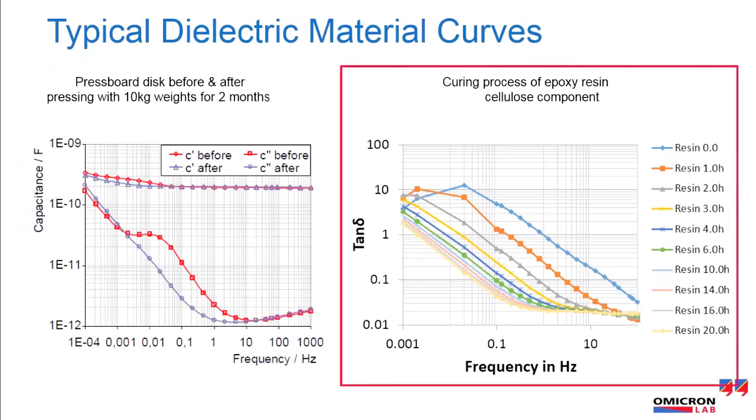Beyond that, at the beginning of curing processes, an increased movement of charge carriers due to the molecule change is seen and results in polarization, which can be seen as a hump in the second chart at low frequencies.